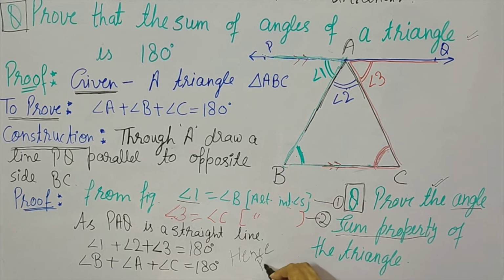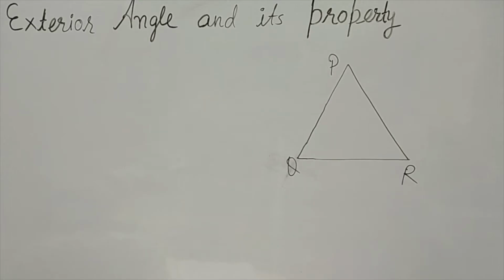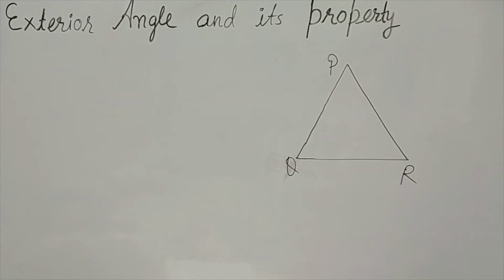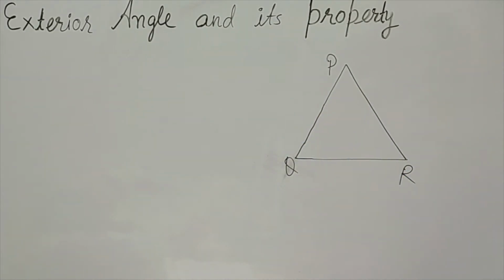After that we can say hence proved. Now let us understand which angle is said to be exterior angle in a triangle, and then we will study its property also. So first of all, let us see exterior angle.